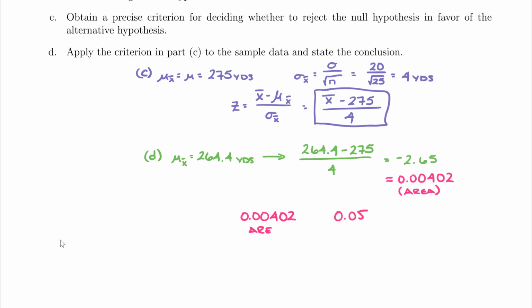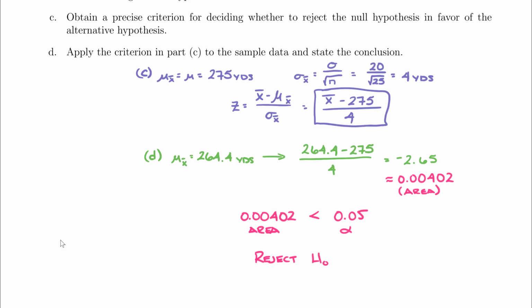Make some notations here. Is the area less than or equal to alpha? Is the area greater than or equal to alpha? In this case, we can definitely see that the p-value, the area, is certainly less than our alpha value. So when we end up with something like that, we reject the null hypothesis. When p is less than alpha, we reject the null hypothesis in favor of the alternative.